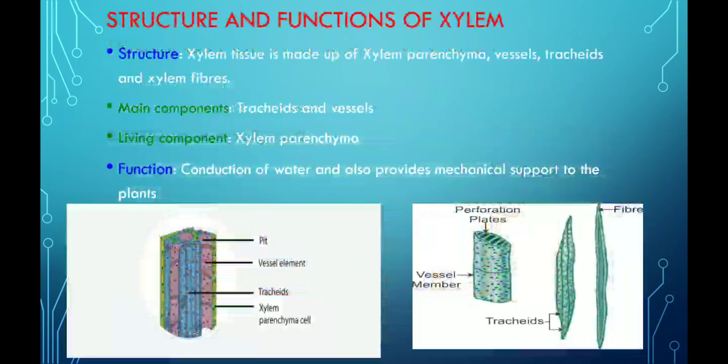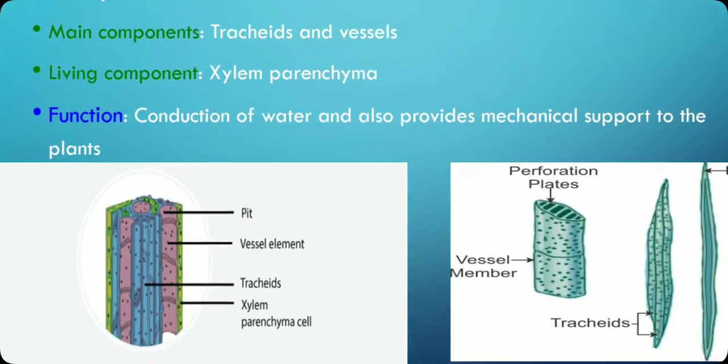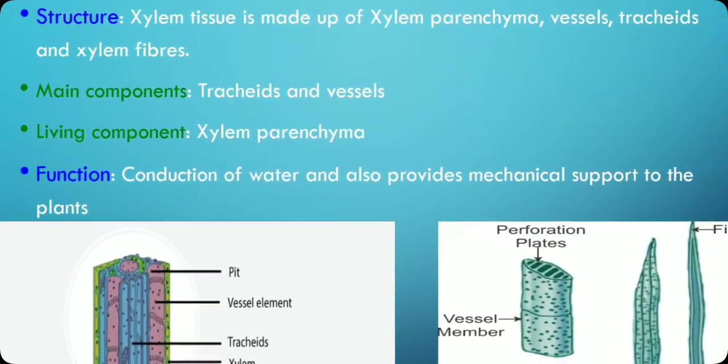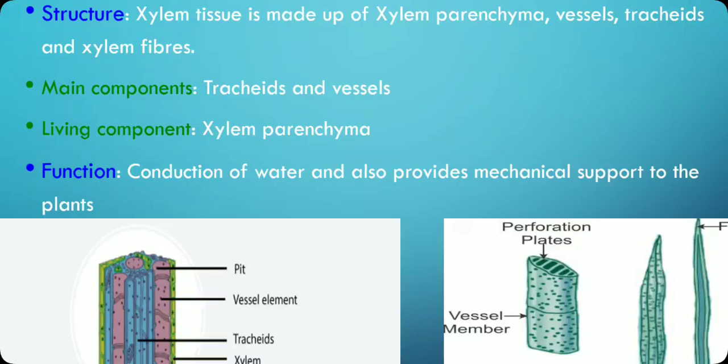Xylem is a tissue present in the plant, and it is made up of four components or elements. What are these four elements? Xylem parenchyma, xylem vessels, xylem tracheids, and xylem fibers. Out of these four components, one is living and the remaining three are dead. Which one is the living component? Xylem parenchyma is the living component of the xylem.